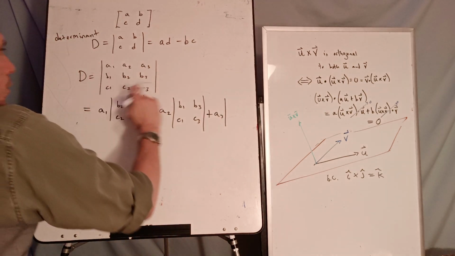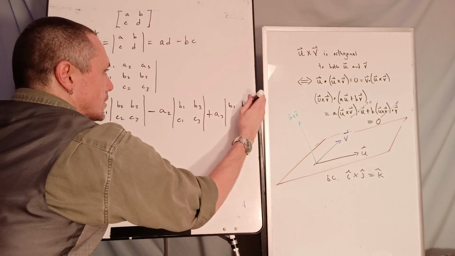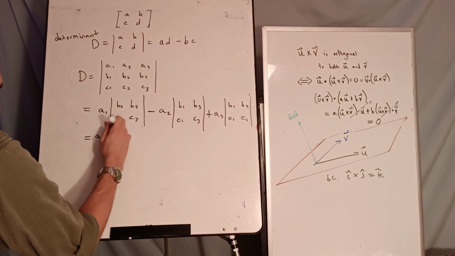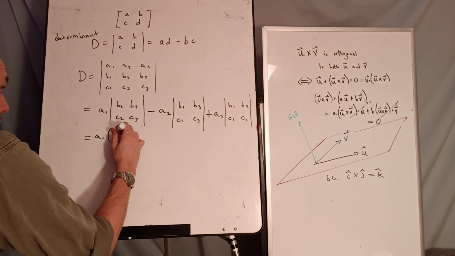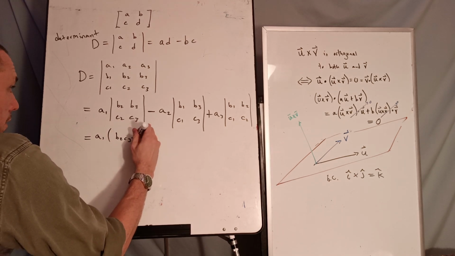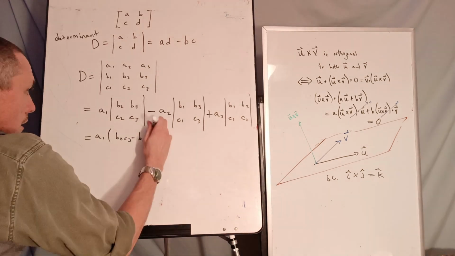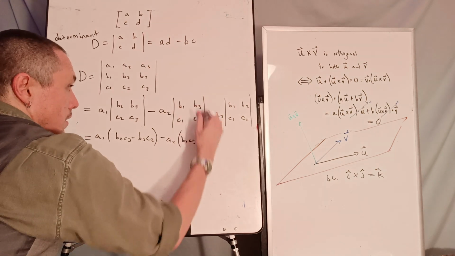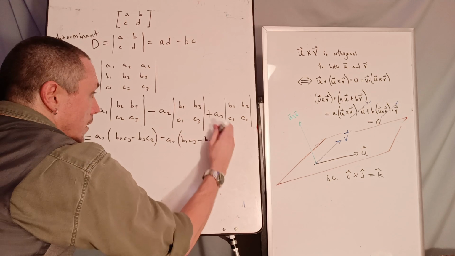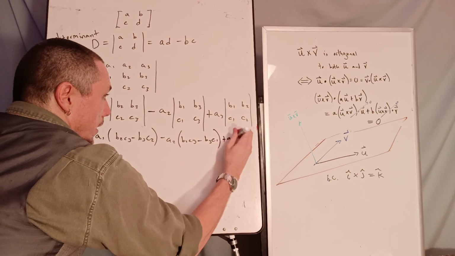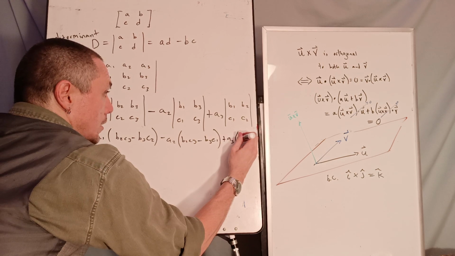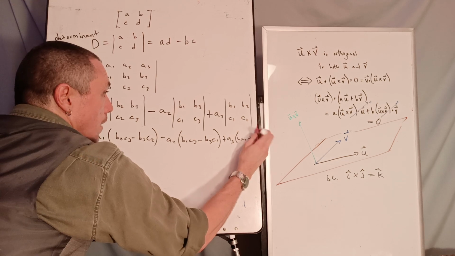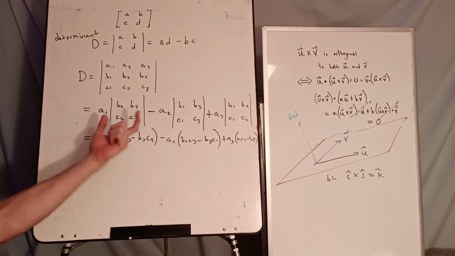And this is going to be B1, B2, C1, C2. But then what are these 2 by 2 determinants? We have A1 times (B2 C3 minus B3 C2), minus A2 times (B1 C3 minus B3 C1), plus A3 times, running out of room, (B1 C2 minus B2 C1). Okay, so again, just expanding out these minors.